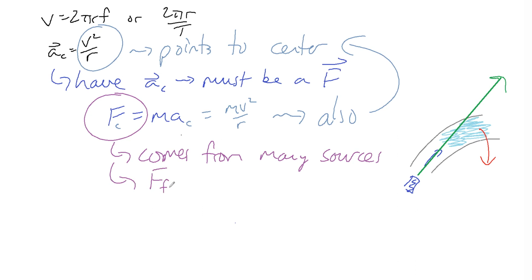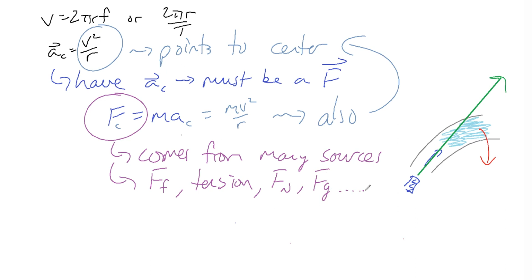So things like friction, things like tension in a rope. If you're whipping something around in a rope, it could be tension. It could be a normal force where something's pushing on something going around a circle. There's lots of different things. It could even come from the force of gravity, with things like orbiting, like when satellites orbit or planets orbit the sun. There's lots of different things that actually provide the centripetal force.